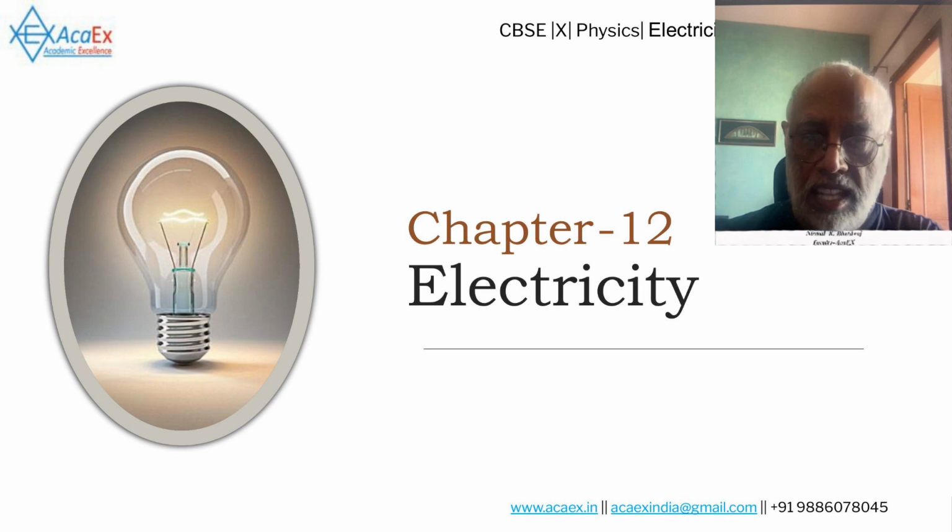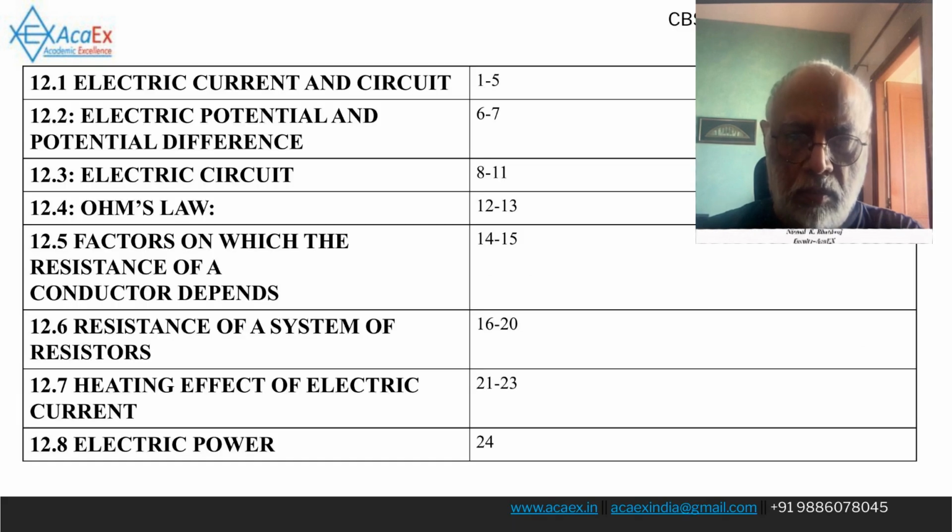Chapter 12, Electricity. Here is the index for this chapter. Section 12.1 covers electric current and circuit. Section 12.2 explains electric potential and potential difference. Section 12.3 is about the electric circuit. Section 12.4 details Ohm's law.